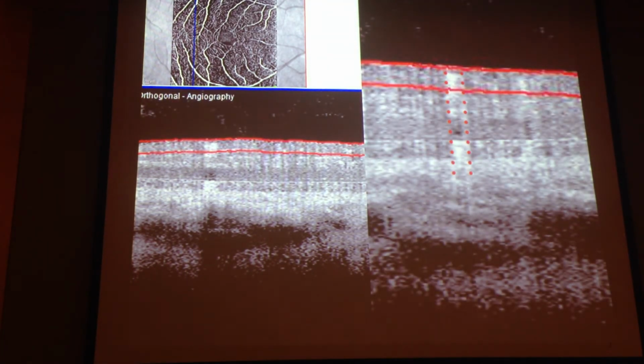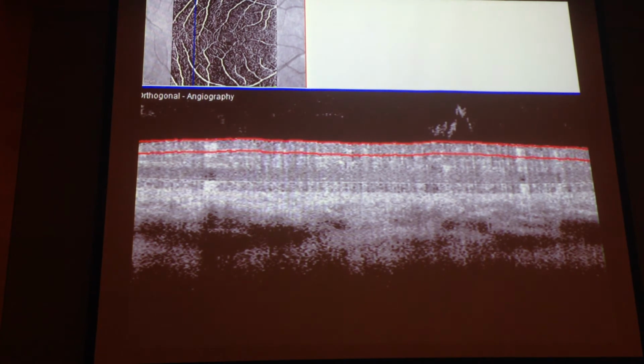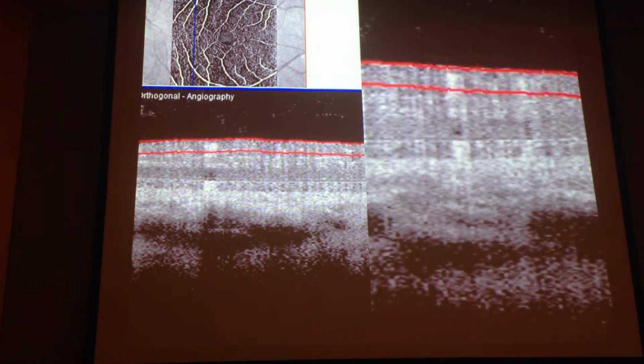Just looking at the other effect, the projection artifact. And the projection artifact, we will see, is quite interesting because we can actually use it to identify some structure. So for example, here is a retinal vessel going back. You see one of the retinal vessels here, and you see that the retinal vessel is also visible here and here.